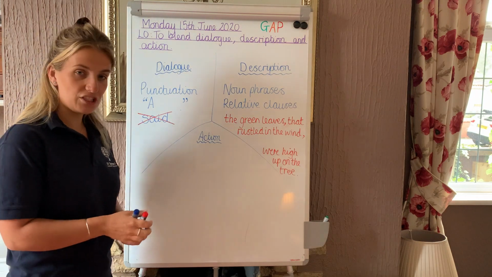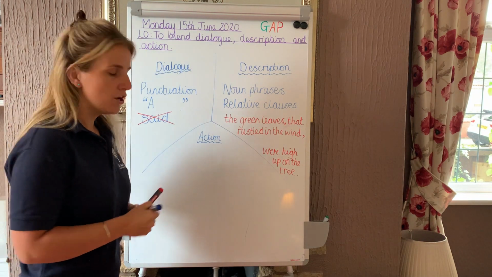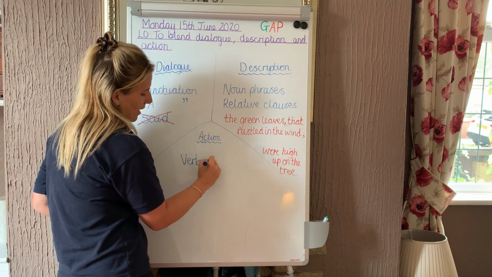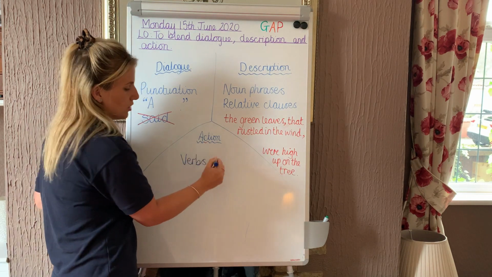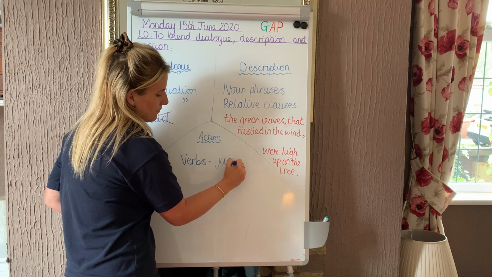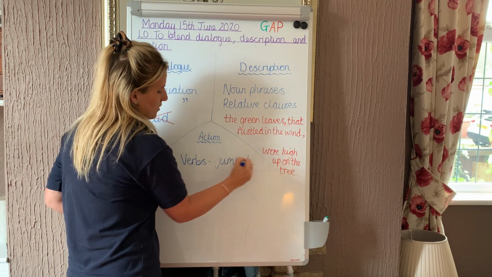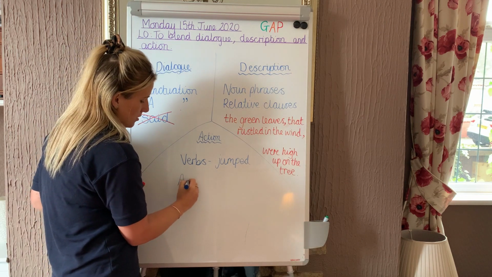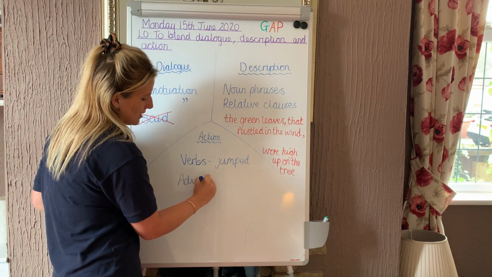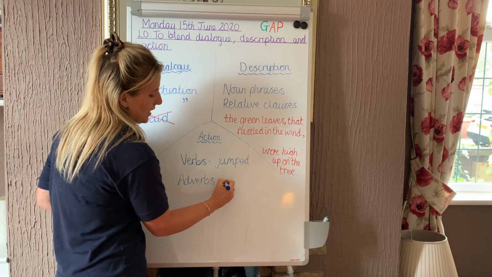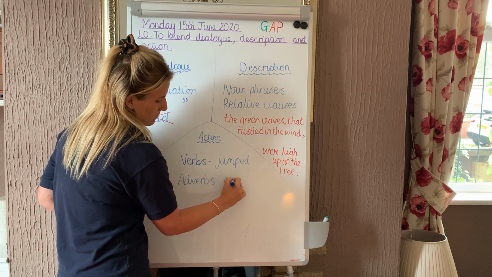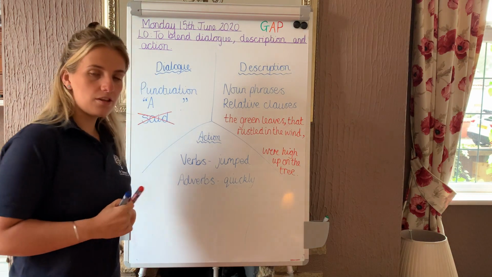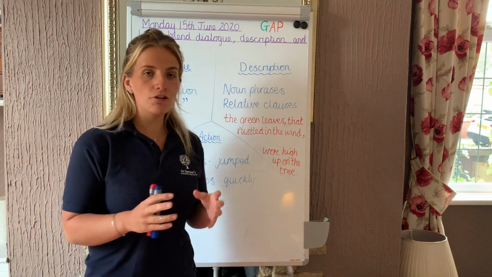Then when we think about action, we think about verbs. For example, we think about things that are being done, like jumped. However, that's a little bit boring, so let's add some adverbs to our writing. How is August going to jump? He's going to jump quickly. Okay, so those are the things that you need to remember in your writing today.